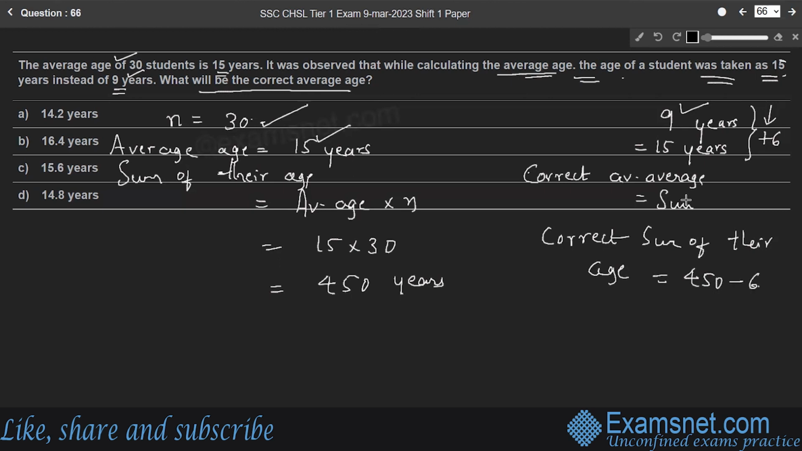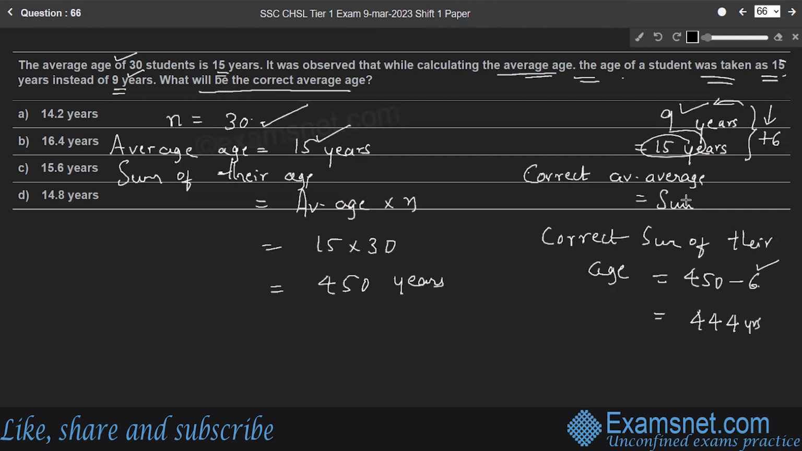So one of the students' actual age is 9 years here. So we have to subtract 6. Instead of 9, we have taken 15 years here. Therefore, correct sum of their age is 444 years, right?